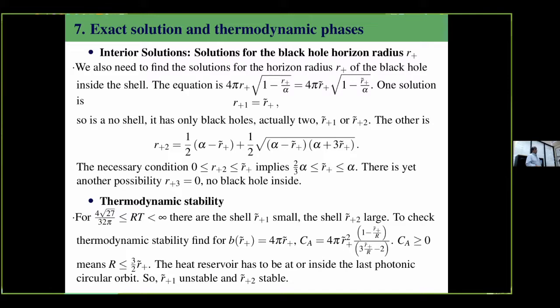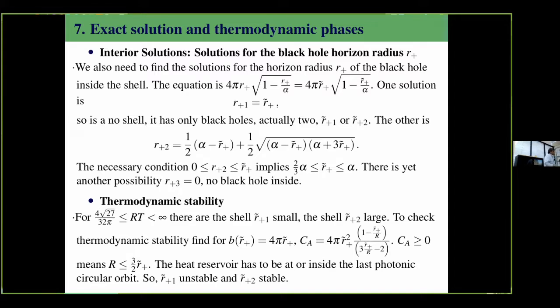We have two radii for the shell, r+1 and r+2, one small and one large. Thermodynamic stability for this equation of state: the heat capacity is greater than 0 if the radius of the shell is less than 3/2 of r+ tilde. And so the heat reservoir has to be at or inside the photonic orbit so that the whole system is stable and makes sense.